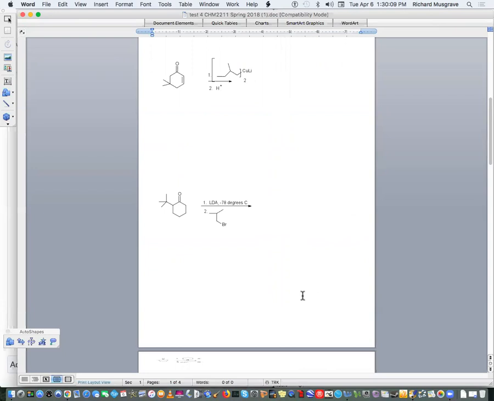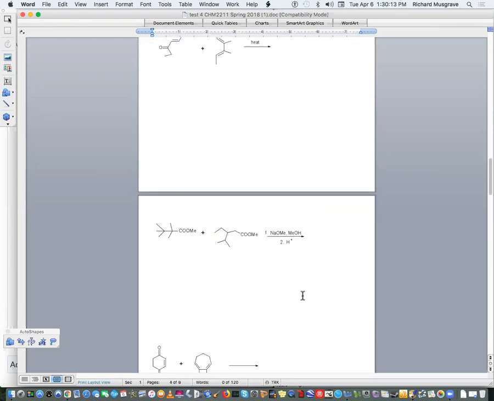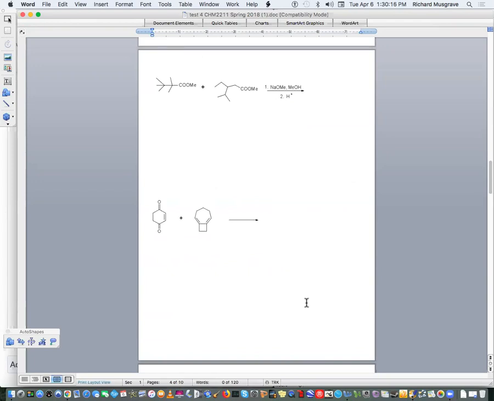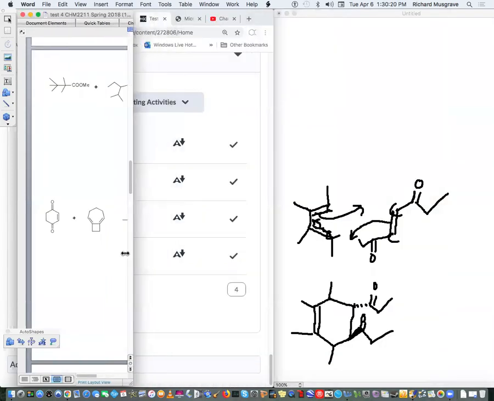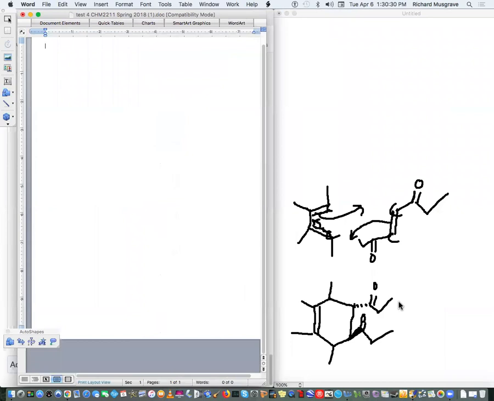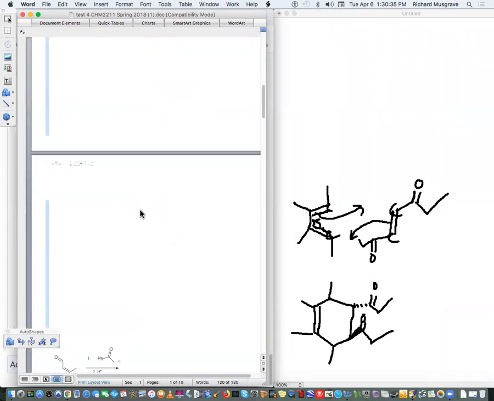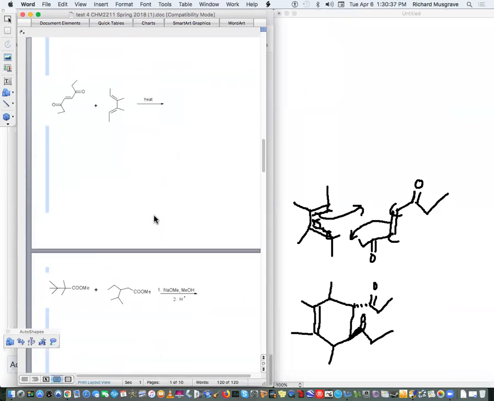Okay. Sorry. There we go. So there's your other one, and you can see that one has the diene as part of the ring system there. It's unfortunate. Here we go.